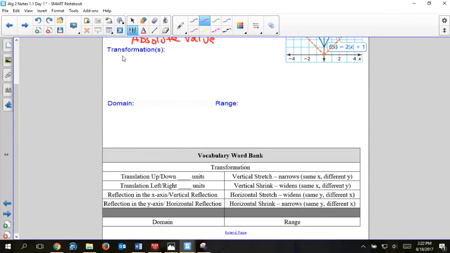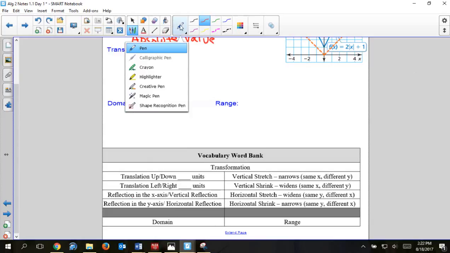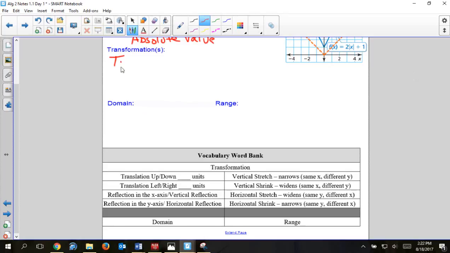Okay, so the main word that I want to see up here, transformations, I want to see translate. Translate. And then we'll say up 1 unit. Okay. So you are learning vocabulary. You need to write the word translate. That is part of the lesson. Is that the only difference that it moved up one? Is that the only difference? So what else happened?